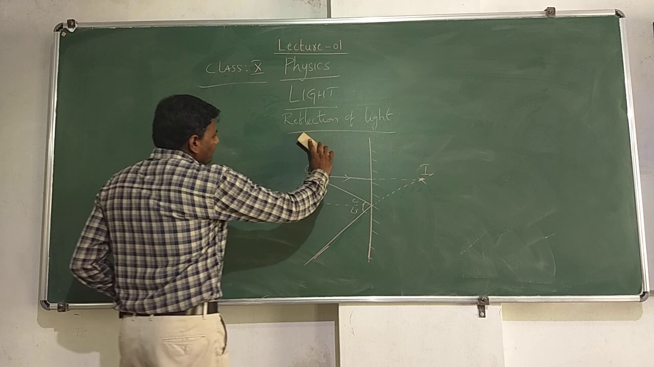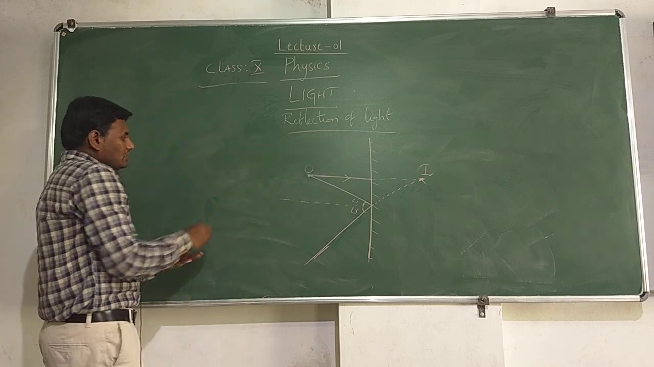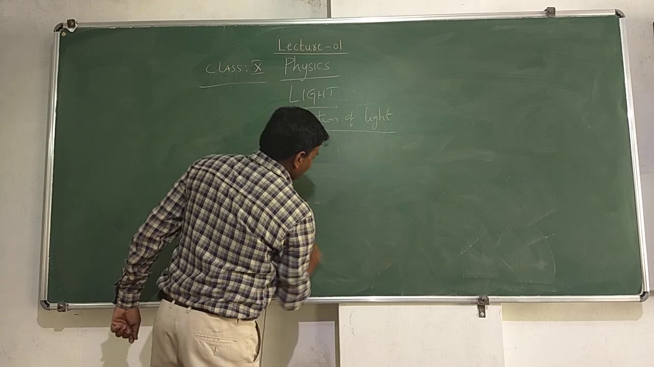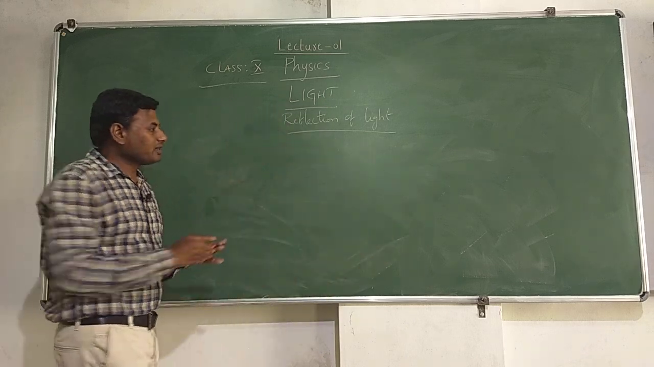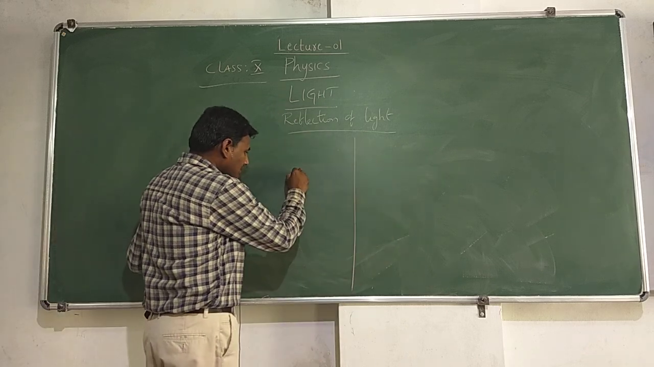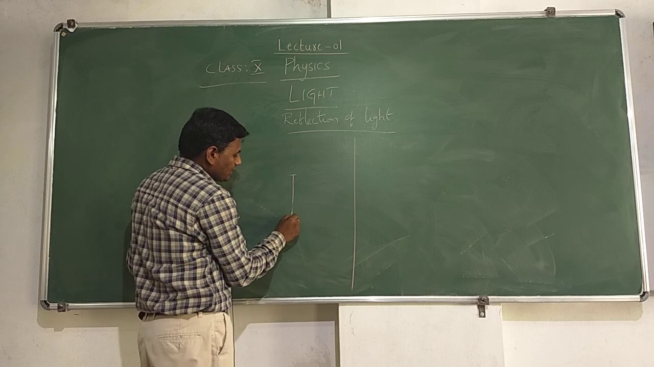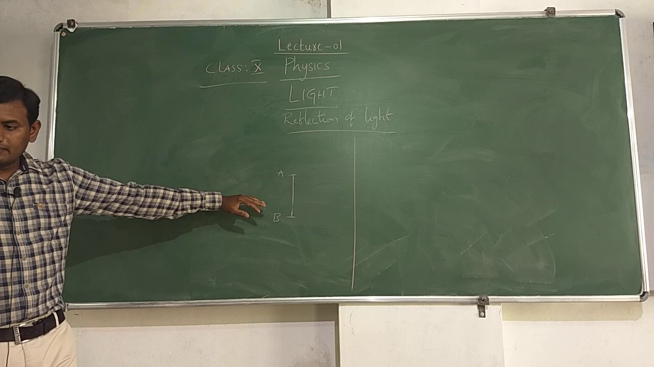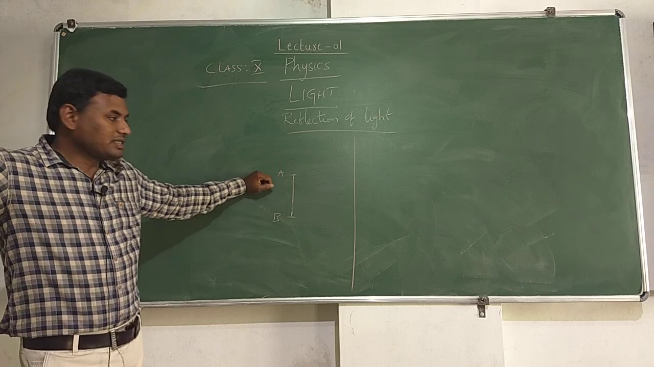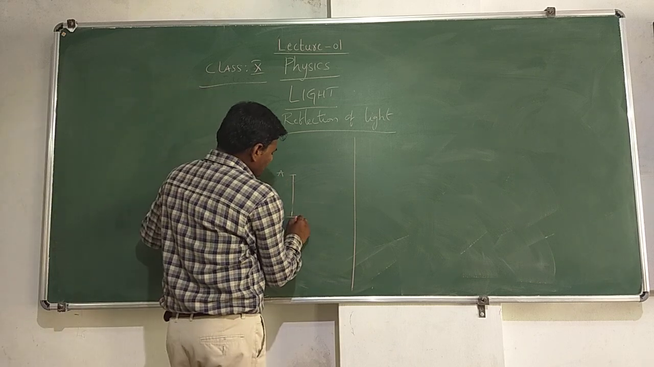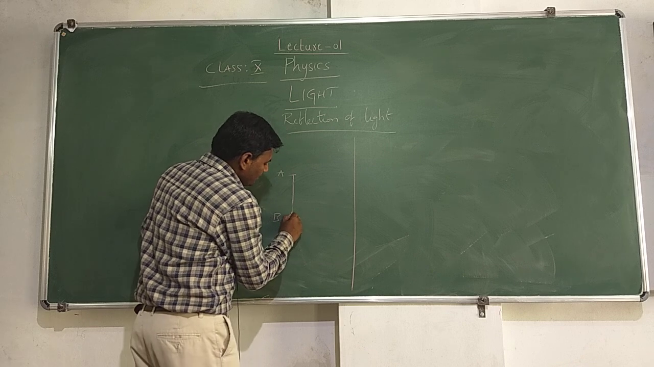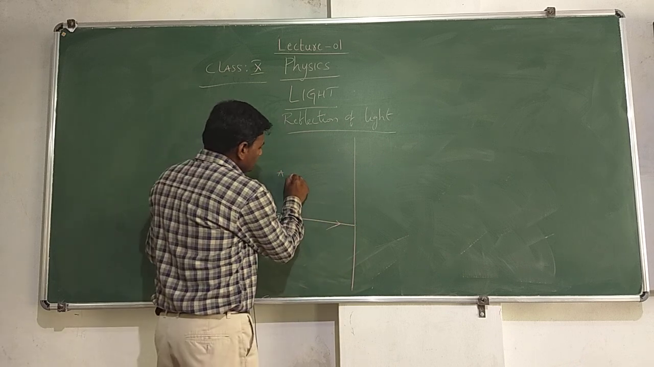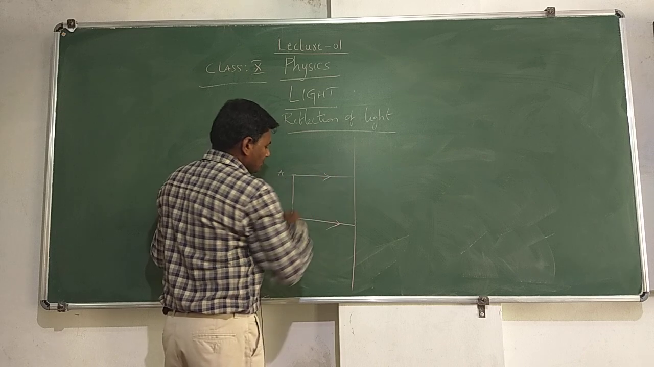Now, let us see if the size of the object is a certain length, then consider a plane mirror here. Let this be the size of the object AB. So, how can we find its image with the help of these ray diagrams? Now, from here draw a normal, and from here also draw a normal.